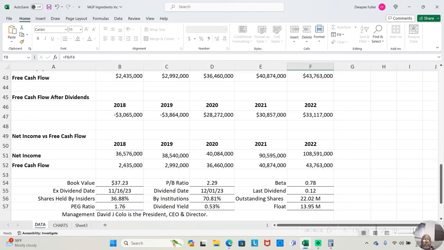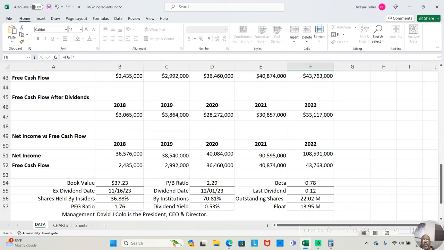So, in 2018, they had 2,435,000 in free cash flow. But after paying their dividend, they had negative 3,065,000. Couldn't afford to pay a dividend that year. In 2019, they had 2,992,000 in free cash flow. But after paying their dividend, they had negative 3,864,000. They really couldn't afford to pay a dividend that year.